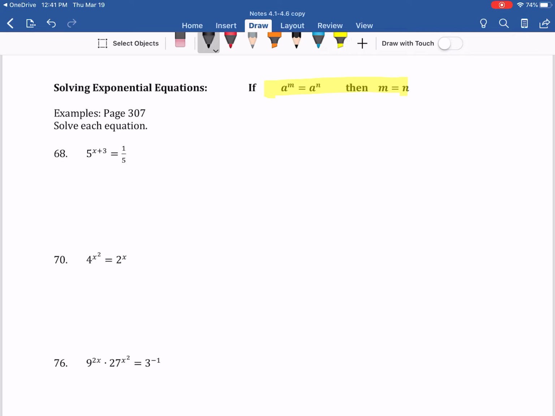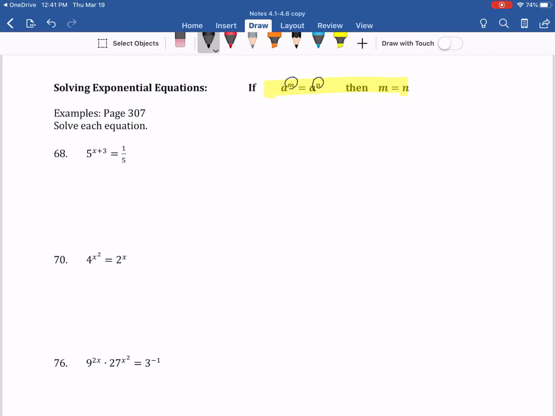In other words, if you have the same base on either side of your equation, you can simply make an equation out of the exponents. It's almost like those bases magically disappear. Now, obviously they don't. It involves using the logarithm, but we're not going to discuss that until the next section.